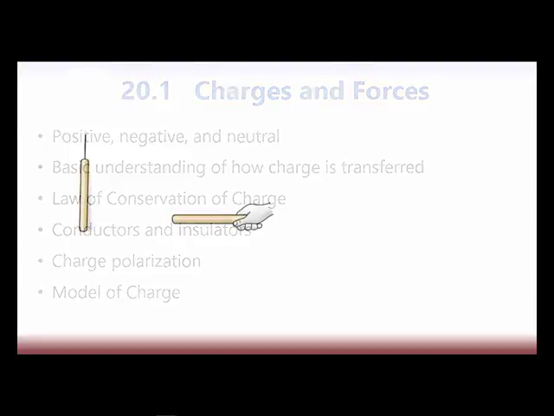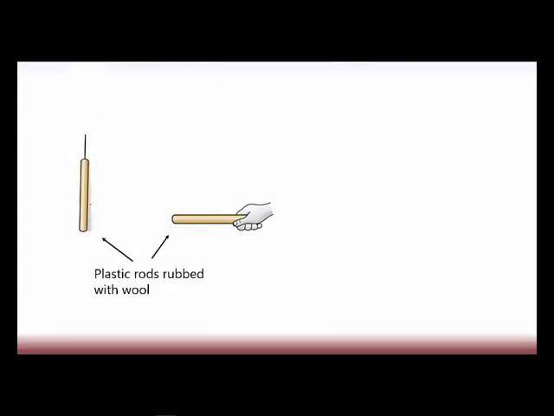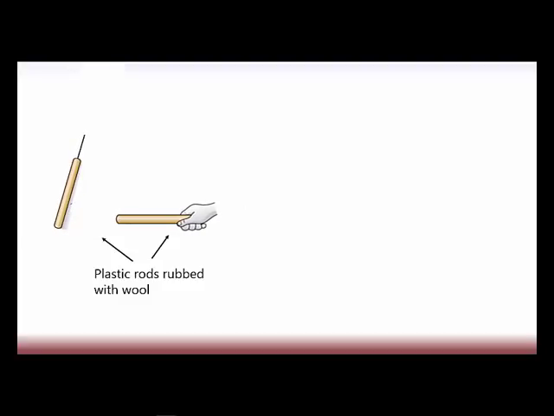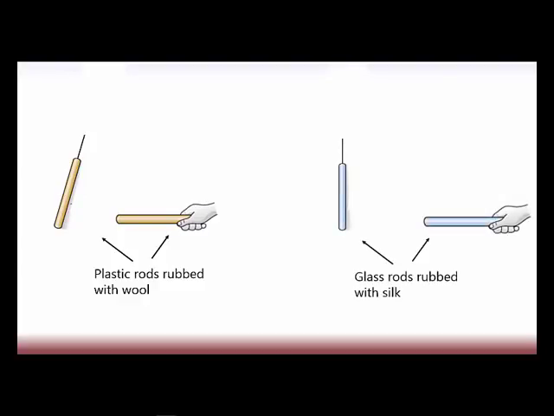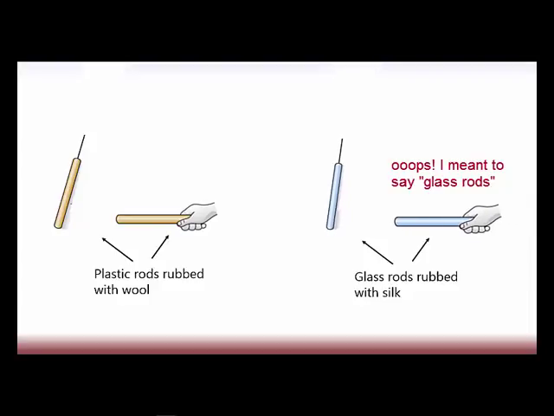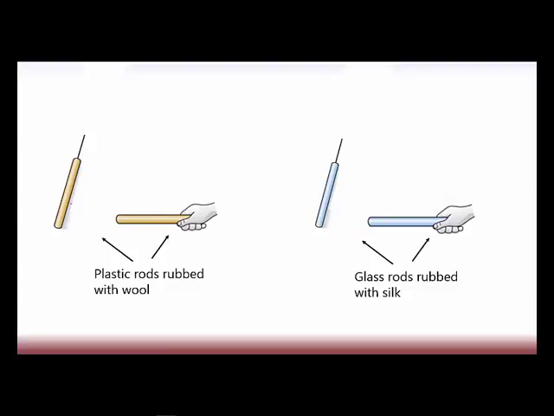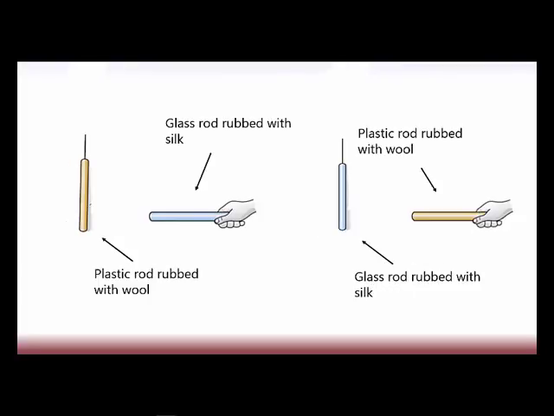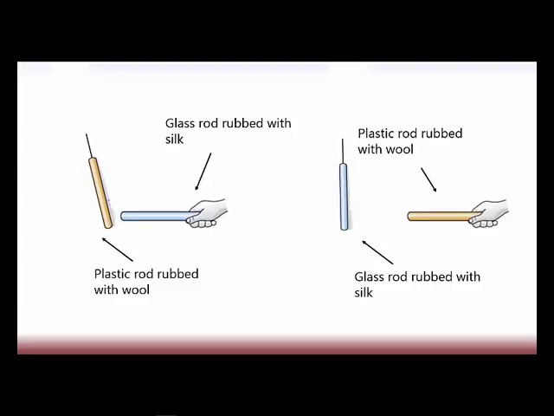Let's begin. Here we have two plastic rods that have been rubbed with wool. As I bring the rod in my hand closer to the rod that is hanging, you can see that it is repelled. A similar thing happens with two plastic rods that have been rubbed with silk. As I bring the rod in the hand close, the other rod is repelled. Now let's see what happens when I switch up the rods that I'm holding in my hand and I approach each of the hanging rods. As you see, now each of the rods are attracted instead of being repelled.